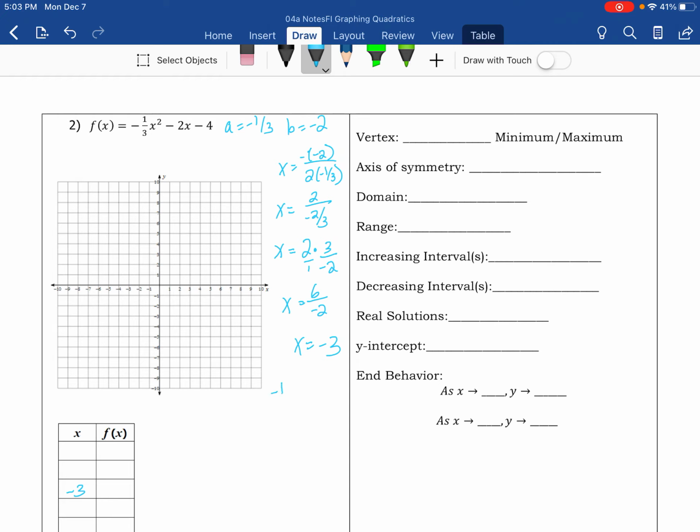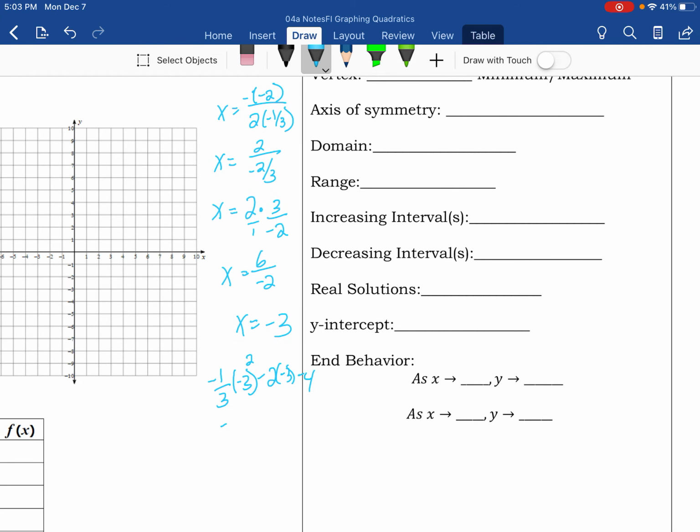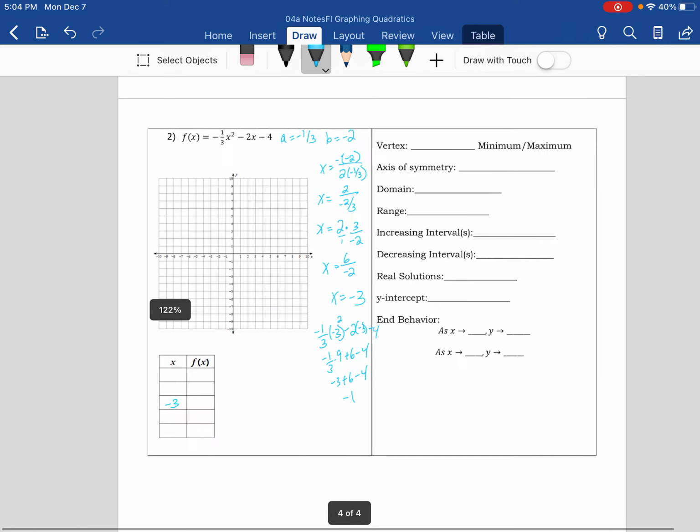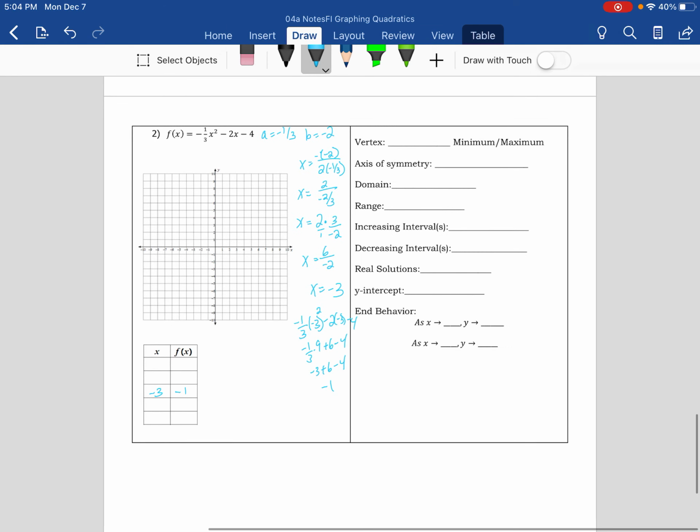Okay. To find the y value, I plug my x value in. You can do this in Desmos. So this is going to be negative 1/3, making sure you put in parentheses negative 3 squared minus 2 times negative 3 minus 4. That's going to be negative 1/3 times 9 plus 6 minus 4, which is negative 3 plus 6 minus 4, which is 3 minus 4, which is negative 1. And so my y value here is going to be negative 1.